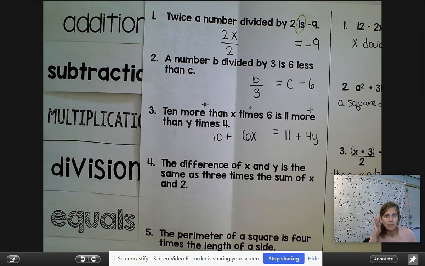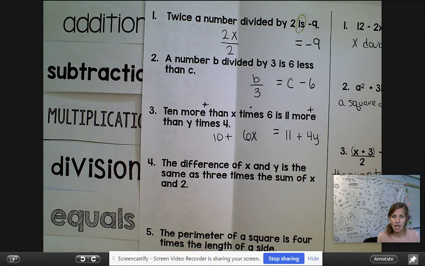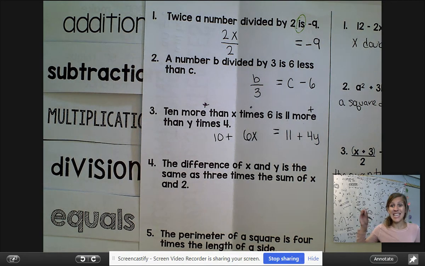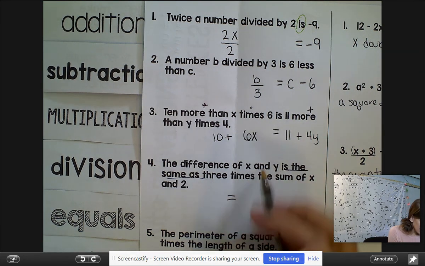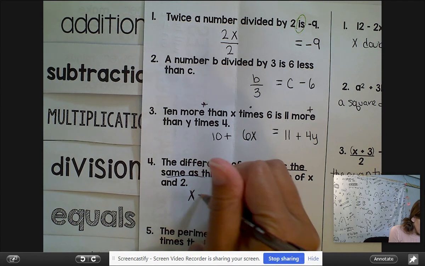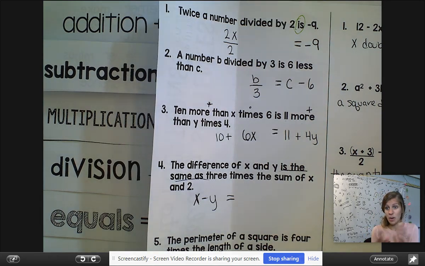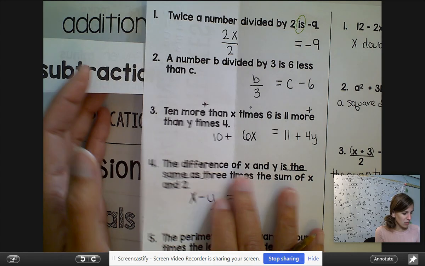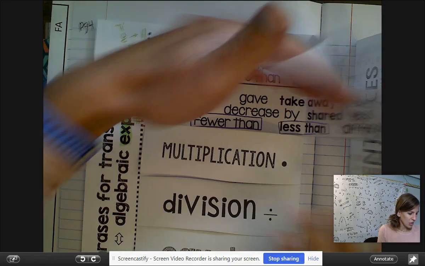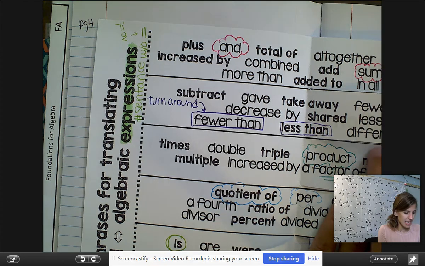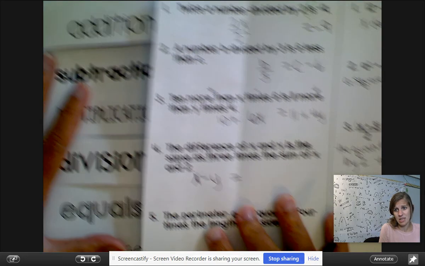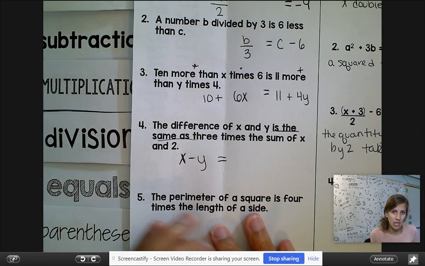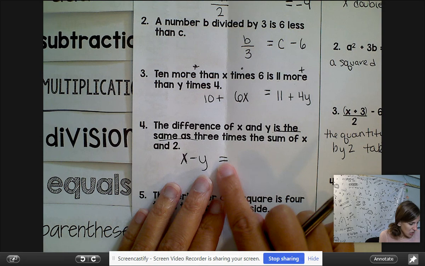Okay, let's jump back. The difference of x and y is the same as 3 times the sum of x and, oh my God. Oh, "is the same as." That's my equals word. Okay. So the difference of x and y, the difference is when I subtract. And again, guys, if you're not sure what the difference is, just look through your words and find "difference," and see that it's a subtraction word, and that's how I know to put subtraction there. I just kind of have them all memorized because I've done this for a lot of years. "Is the same as," so equals.